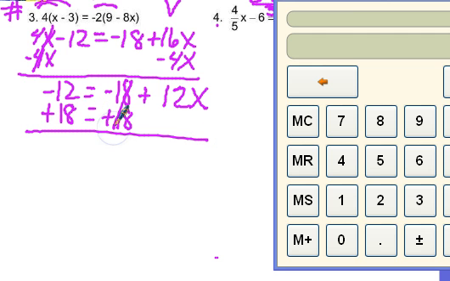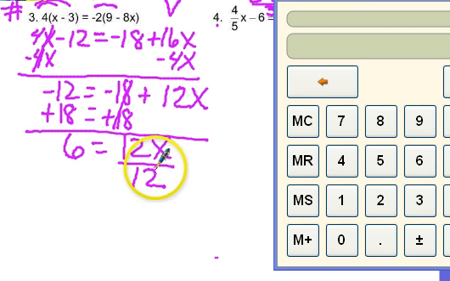These zero out. 18 and negative 12 is positive 6 equals 12x. Now here, be careful. Don't go back to third grade. They always put the bigger number in the calculator first. Remember, you're going to divide by whatever is with the x, not necessarily what's on the left side. The x is what we're trying to get by itself.